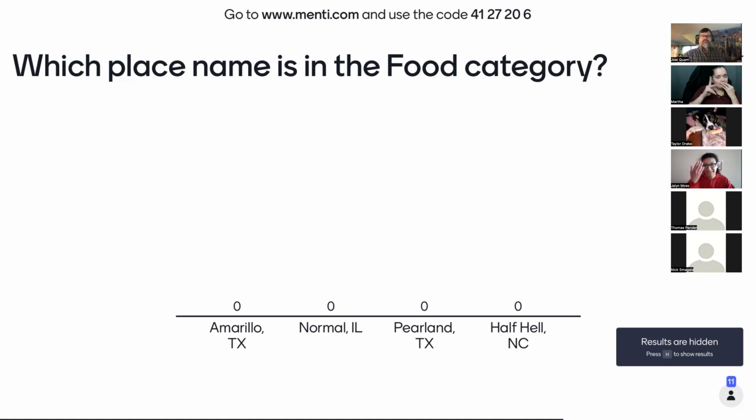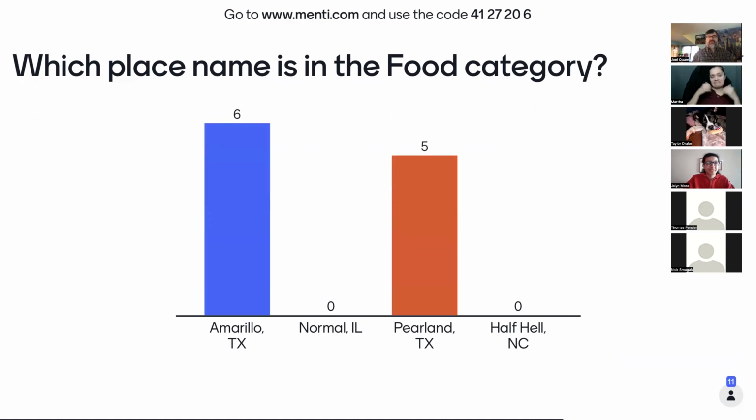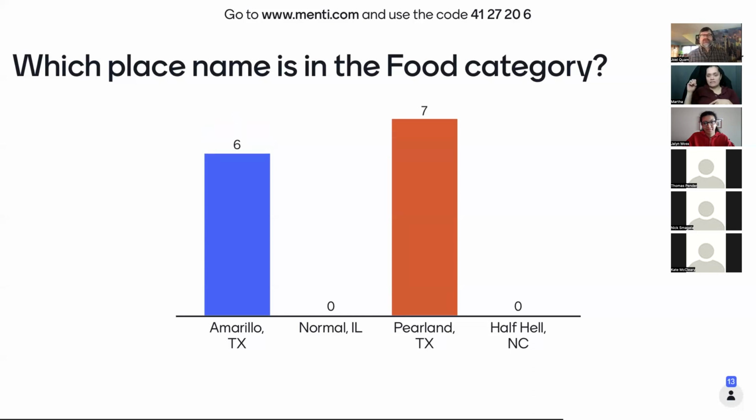All right, you say halfway there between Amarillo and Pearland. Amarillo sounds a little bit like armadillo, which could be roadkill food, but the answer here would be Pearland. Not Pearl and, but Pearland. So pears, in this case. Apples are very common in this case. There's Appleton, Wisconsin. There's Apple Valley, Minnesota, other places. Often it's agricultural. Half Hell, North Carolina. It's a real place, but man, that is a weird name.